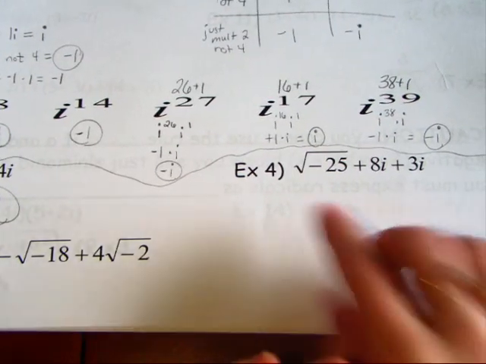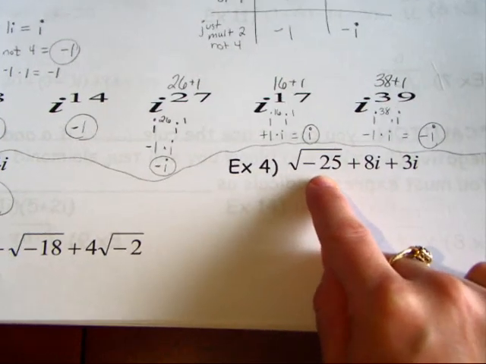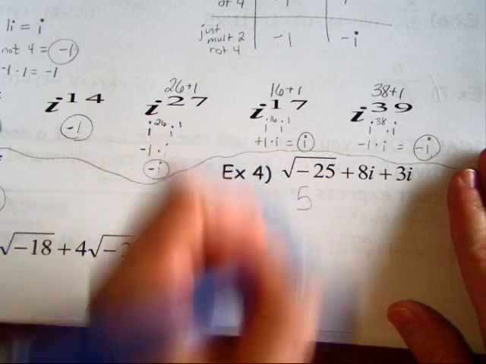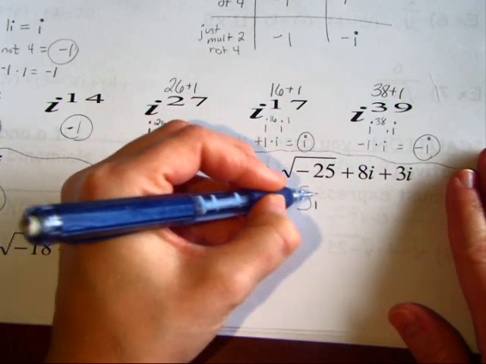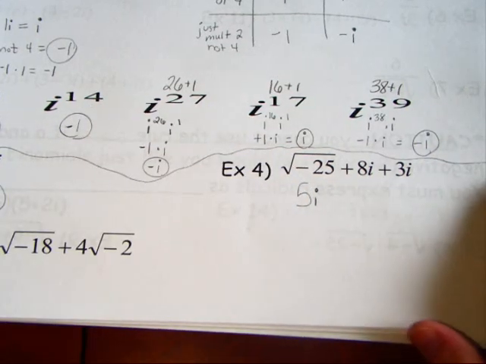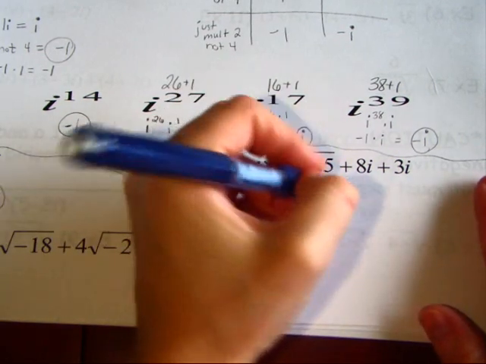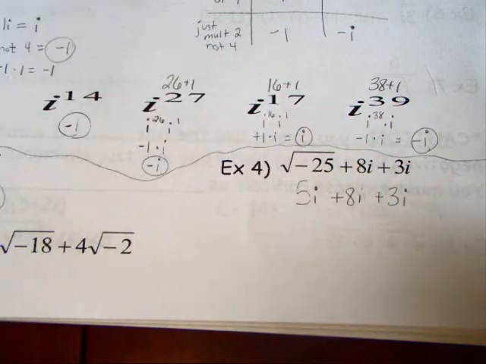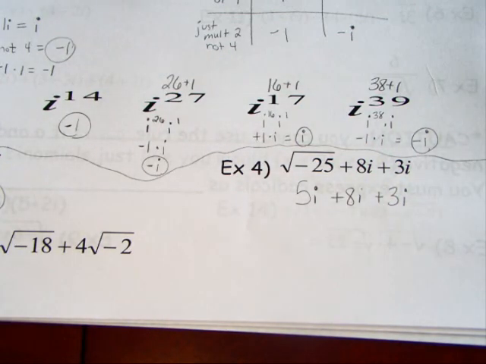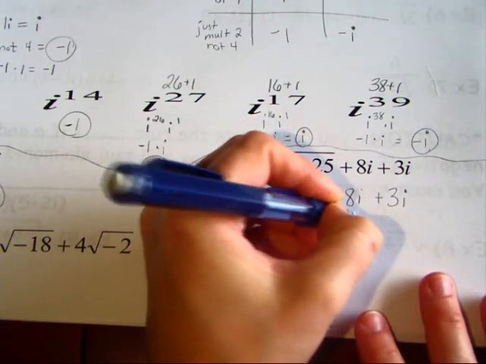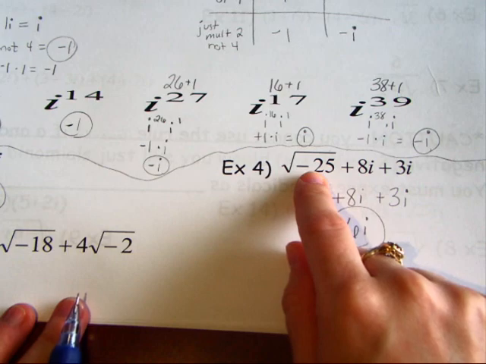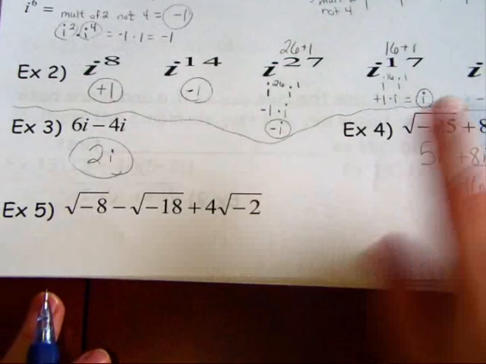Let's go to example 4. I hope you see in example 4 that this absolutely needs to be fixed first. And I also hope you know that the square root of 25 is 5, but this is a negative 25, so we need to say it's the imaginary root, 5i. Then we have 8i, then we have 3i. Well, what's 5 plus 8 plus 3? That's 13 plus 3, 16i. It is essential that you fix the square roots first.